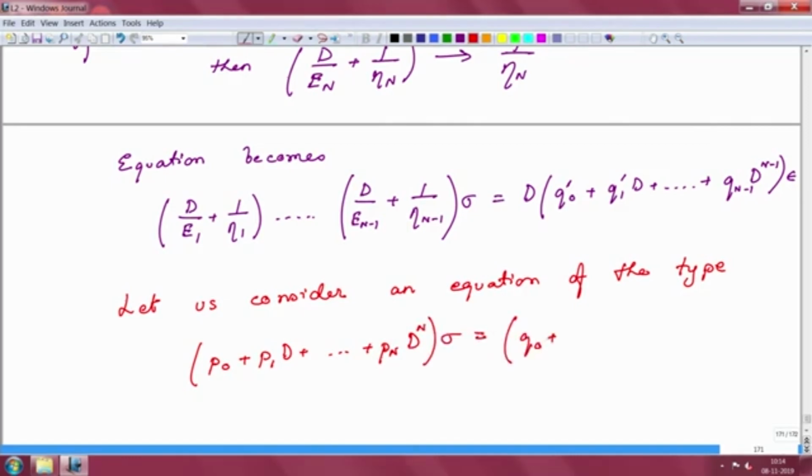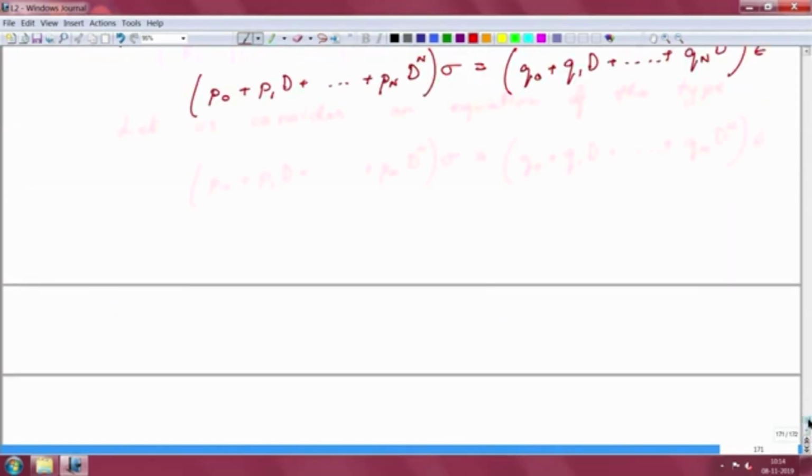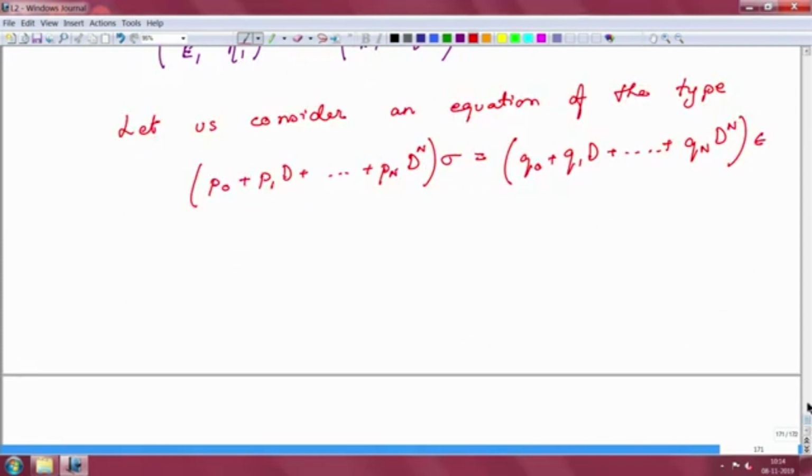Q 0 plus Q 1 D plus all the way till Q n d n, into epsilon. So, we are just considering this type of equation, and we have to, let us say, solve them.